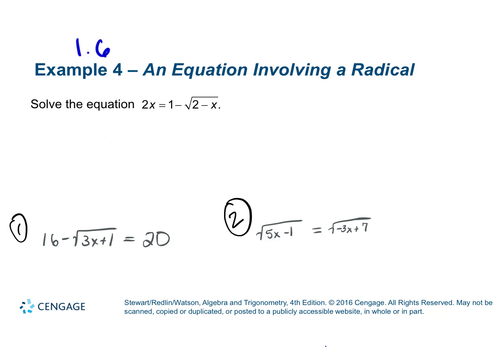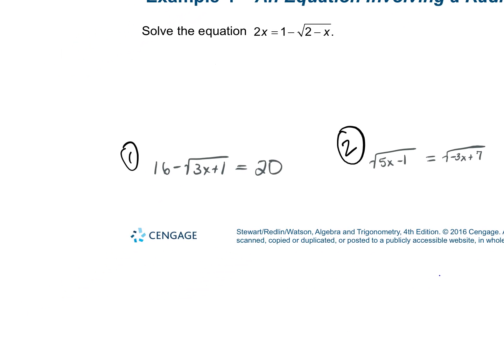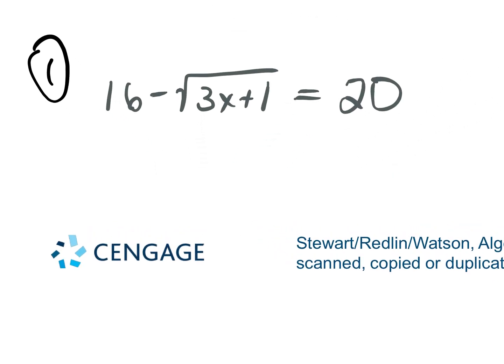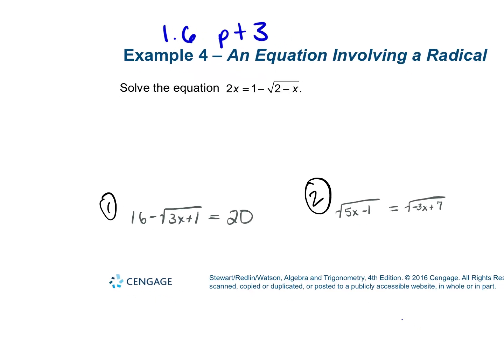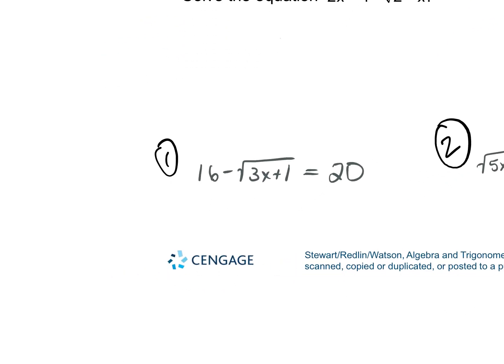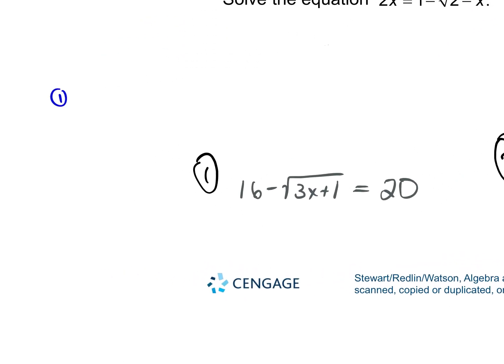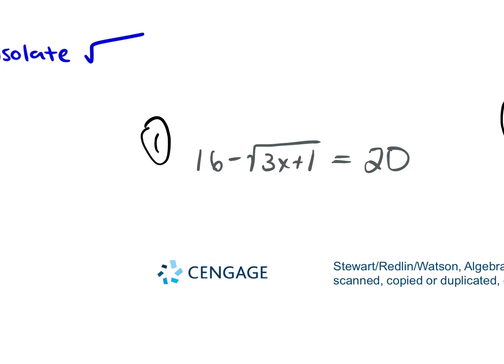So 1.6 part 3. We're going to start with number 1 at the bottom left. When we're solving equations with square roots, here we're solving equations involving radicals. Step 1 is we want to isolate the square root. So we want to get the square root all by itself. Looking at number 1, how could I get just this part all by itself?